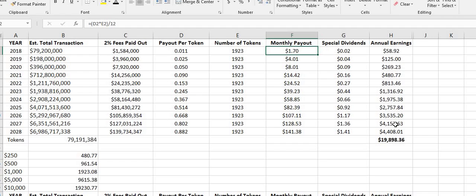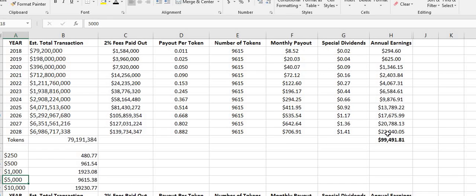Again, you can see these annual payouts. You can see the monthly payouts. If we have $5,000 we want to put in, we're going to have 9615. Now we're looking at $100,000. So if you had $5,000 today, you would be looking at potentially a $100,000 payout in ETH, in present day value of ETH, over the next 10 years. And this starts really adding up.